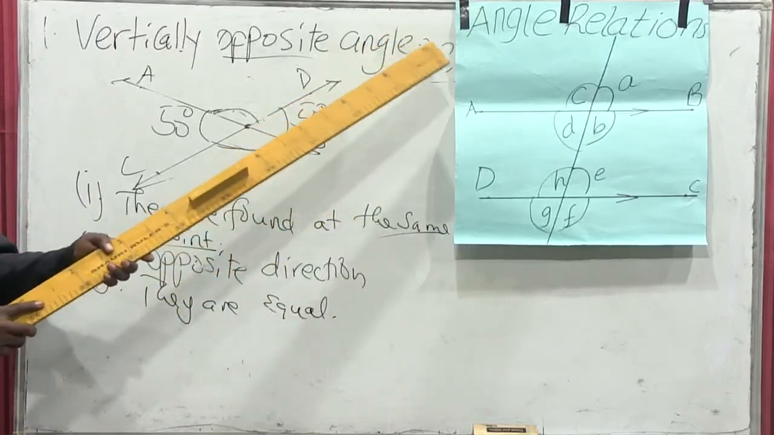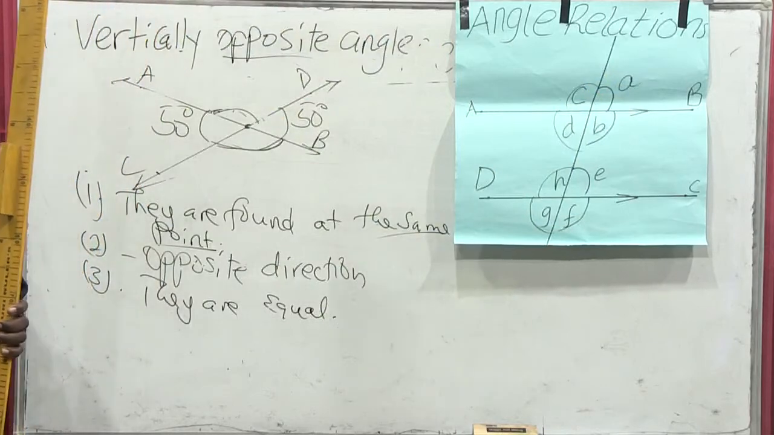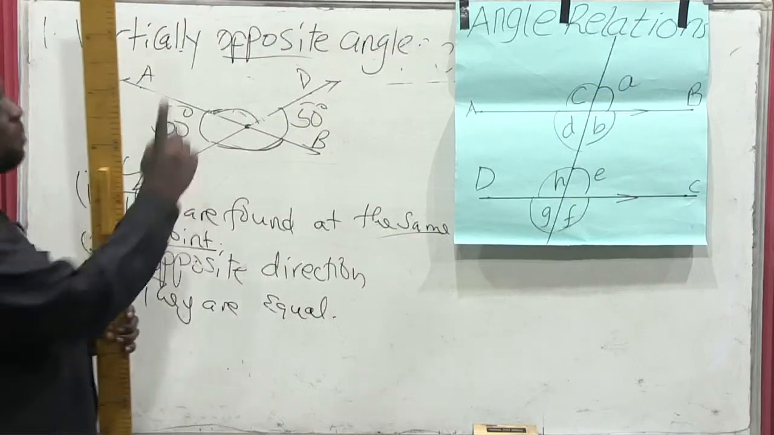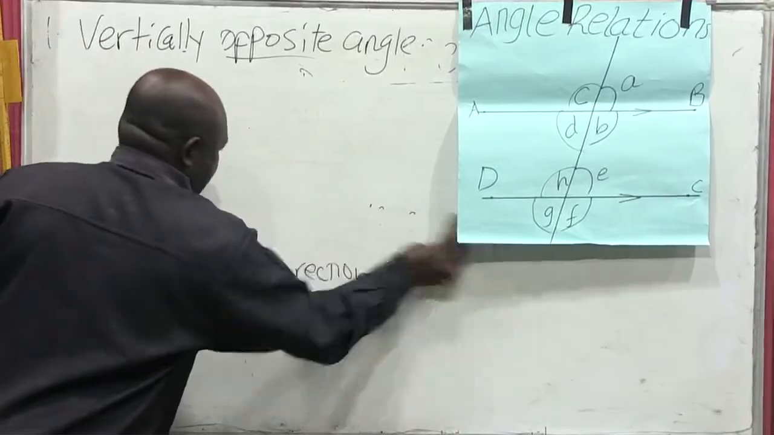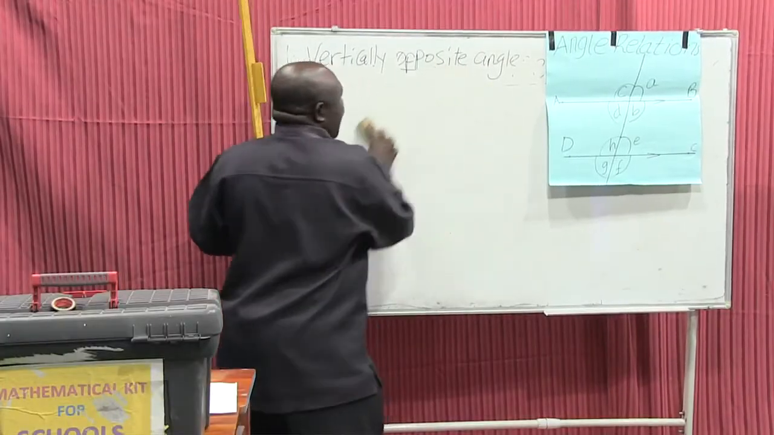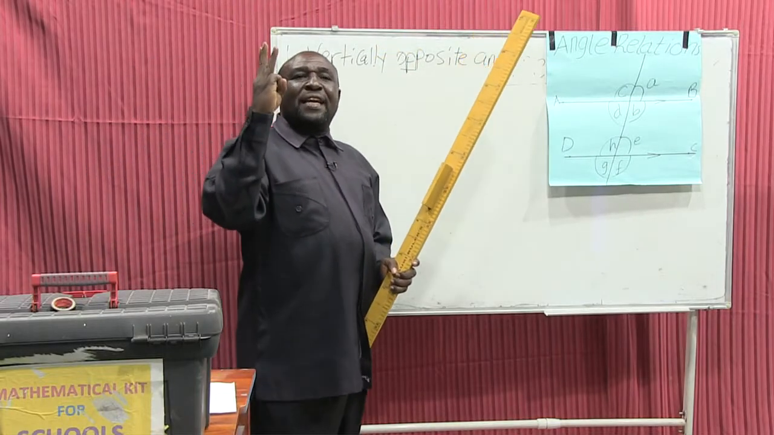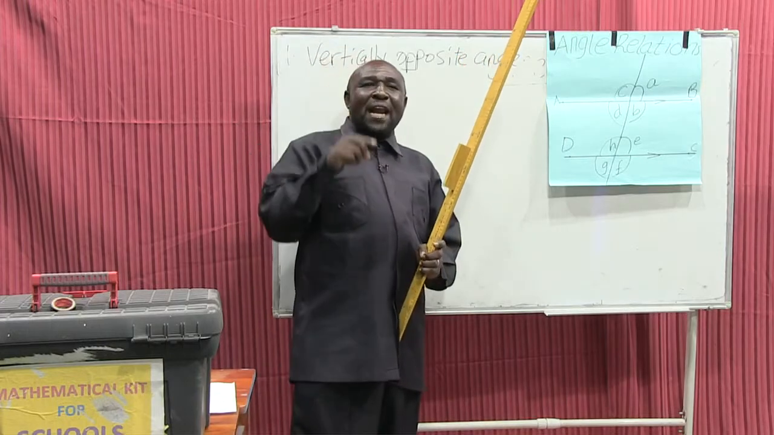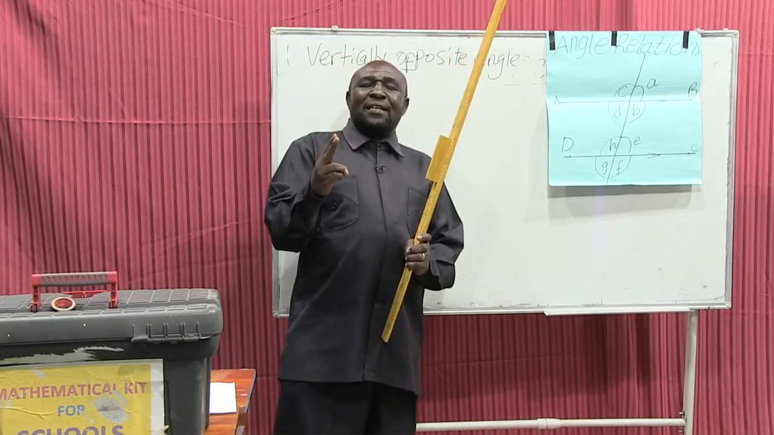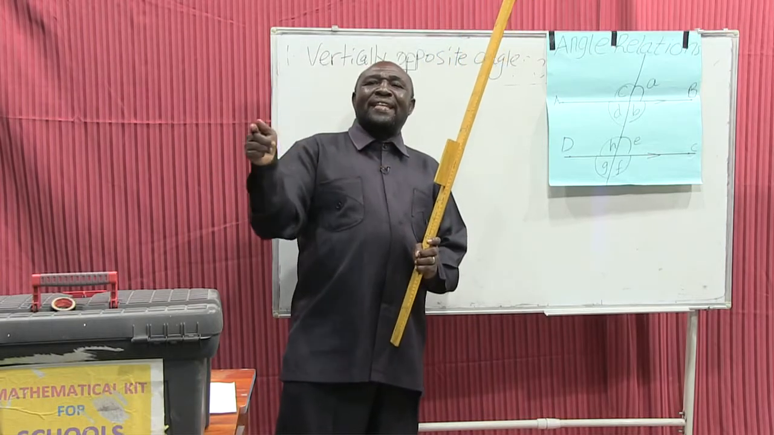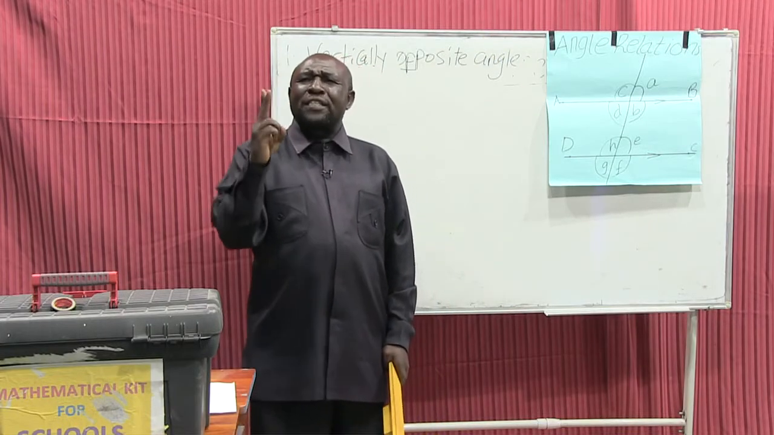Now look at our chart of angle relations and tell me vertically opposite angles from that particular chart. Remember, vertically opposite angles have three basic features. Number 1, they are at the same point. Second, opposite direction.